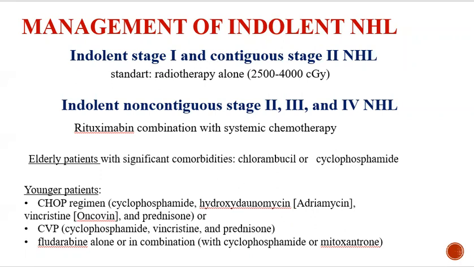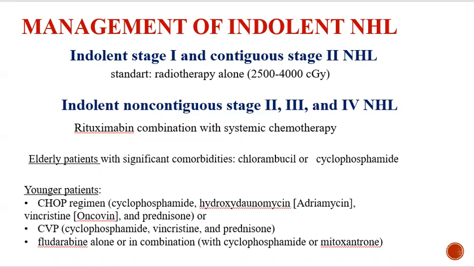In indolent stage 1 and contiguous stage 2 Hodgkin lymphoma, management consists of radiotherapy alone, and 40% of patients with limited stage disease remain disease free for 10 years after radiation. Chemotherapy is reasonable in selected patients with first or second stage lymphoma who have unfavorable prognostic factors. The disease course of indolent lymphoma is characterized by a continuous decrease in the quality and duration of response with each subsequent treatment, due to the acquisition of chemotherapy resistance.